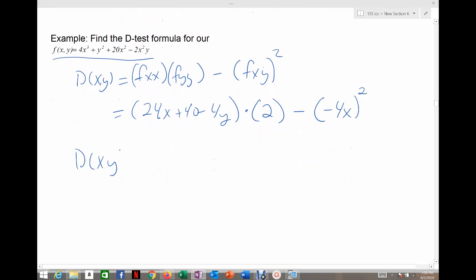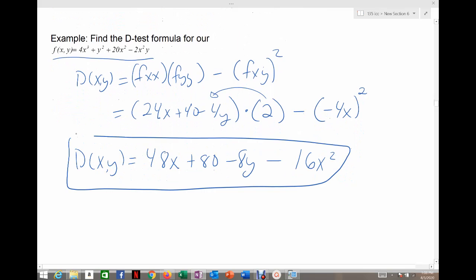Alright, so my D formula for this example, if I distribute my 2, is going to come out 48x plus 80 minus 8y minus 16x squared, right? When I square negative 4, it comes out 16. When I square x, it's x squared. So there is the D test that I use for this function, which we will use in a little bit. Right now, before I go to using it, I'm going to explain how we use it.